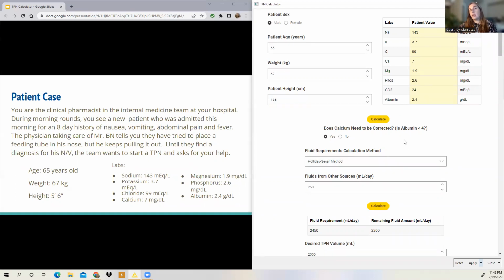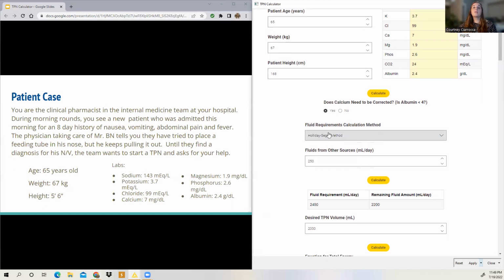So if they need to correct the calcium, they need to know that, and when you would correct that, and his albumin is in fact below 4, and so we would want to correct that. And then there are different fluid calculations that we can use and switch between, and it will recalculate everything for us down here, but we'll stick with the Holiday-Segar method.